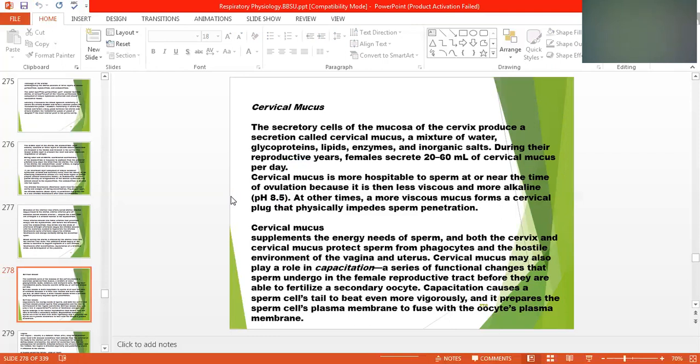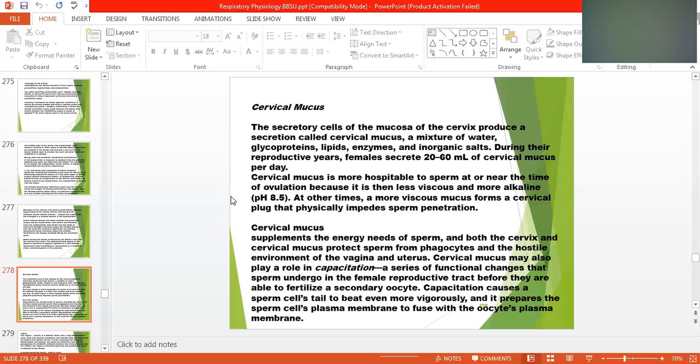Cervical mucus is more hospitable to sperm at or near the time of ovulation because it is then less viscous and more alkaline, pH 8.5. At other times, a more viscous mucus forms a cervical plug that physically impedes sperm penetration.